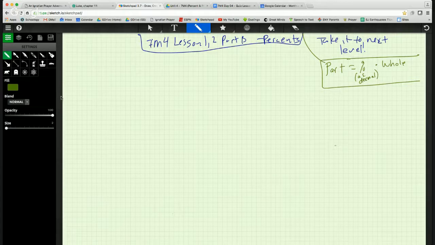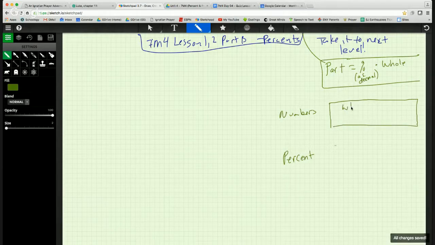We're going to draw a picture that looks like this. We're going to have the numbers on top, and we're going to have the percents on the bottom. So the total number is going to be the whole, and then it's going to be made up of two parts. And these parts are going to have different names in different problems.